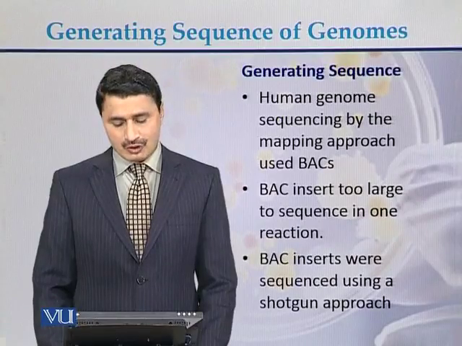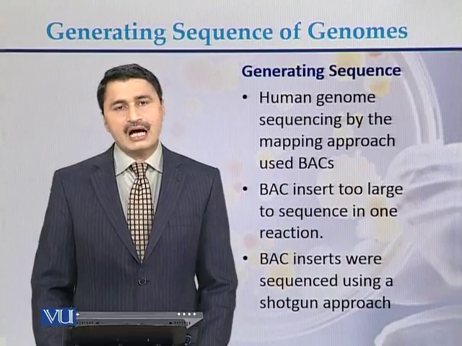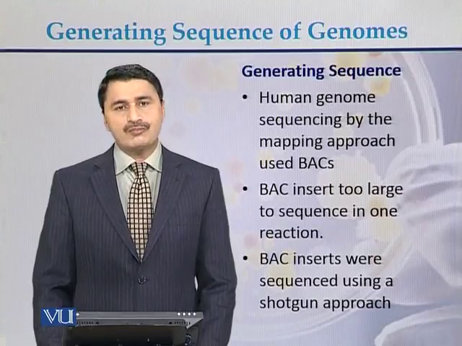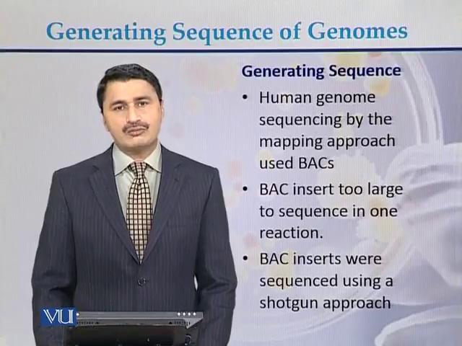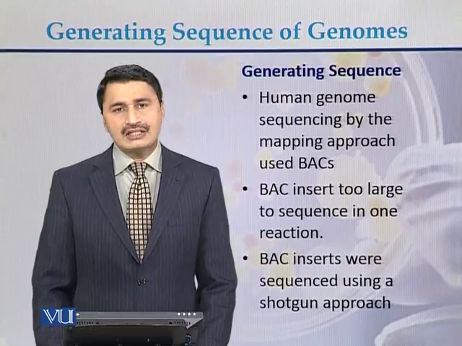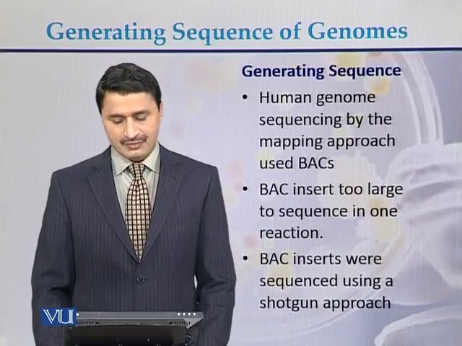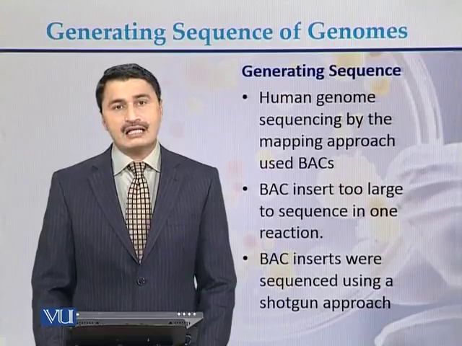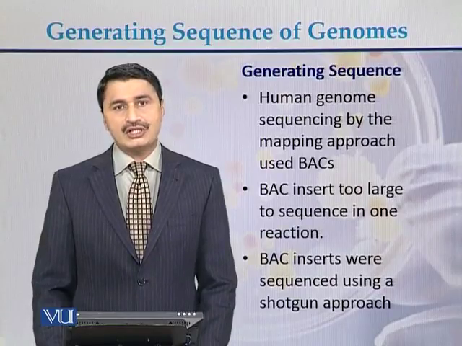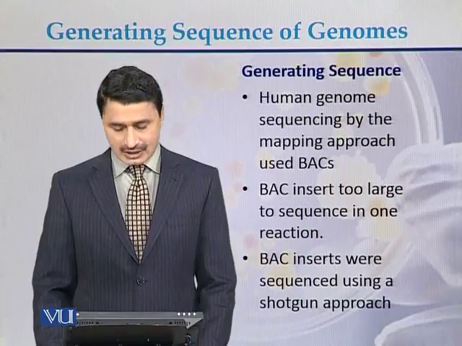In the case of the human genome, a sequencing by mapping approach was used with bacterial artificial chromosomes. While sequencing the human genome, the bacterial artificial chromosomes were used. Initially, the larger DNA fragments were cloned into the bacterial artificial chromosome. BAC inserts are too large to sequence in one reaction. So these were the large fragments inserted into the bacterial artificial chromosome, and they cannot be sequenced directly.